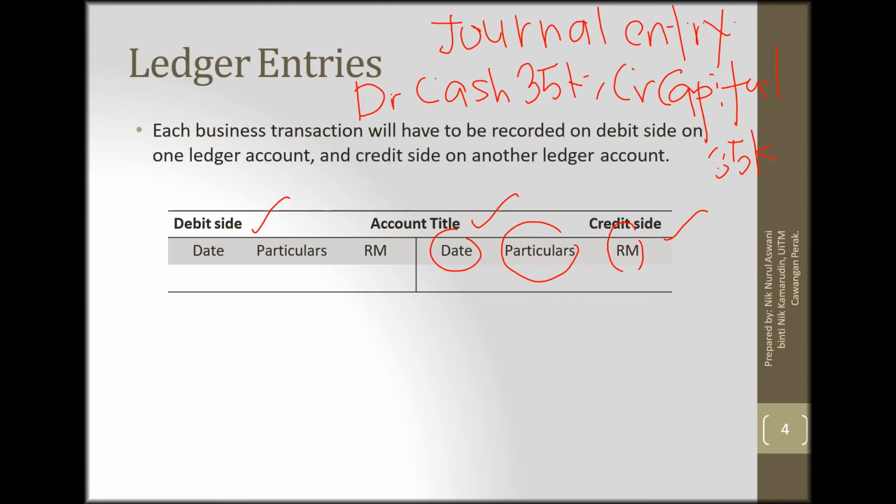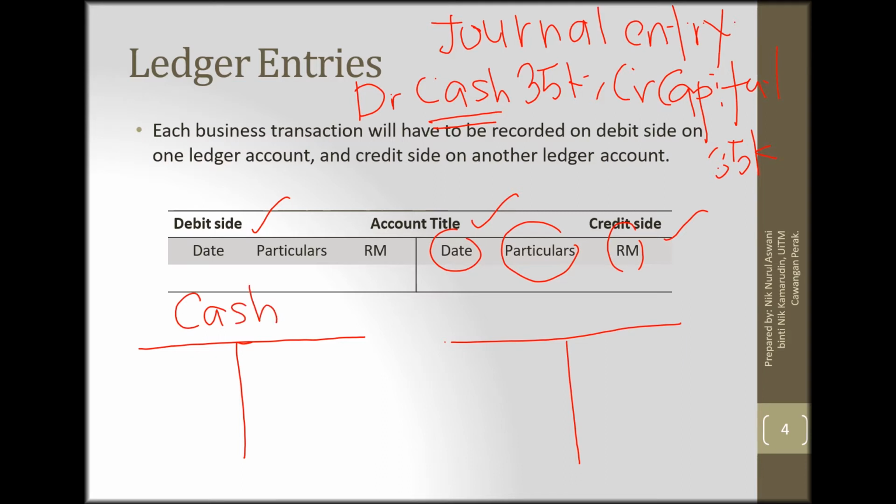All right, so you have to open two different accounts. All right, so we're going to prepare two accounts. Okay, one is for cash, another one is for capital. All right, so how to read this journal entry and then to transfer to ledger entry? Okay, so please listen carefully. So cash here represents the account title or name of account. All right, so cash.